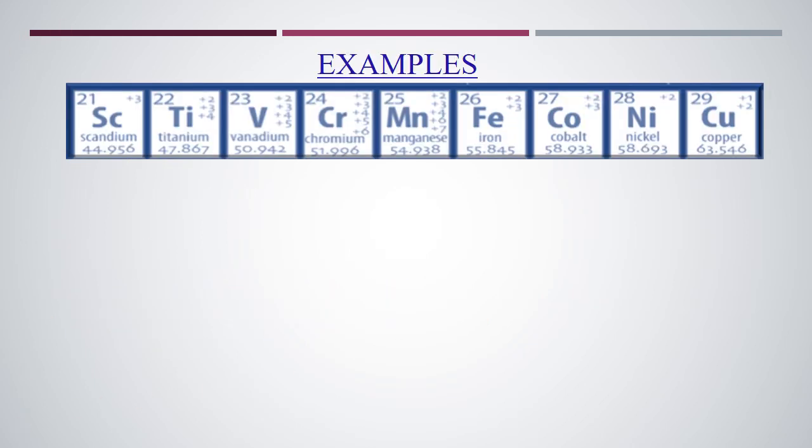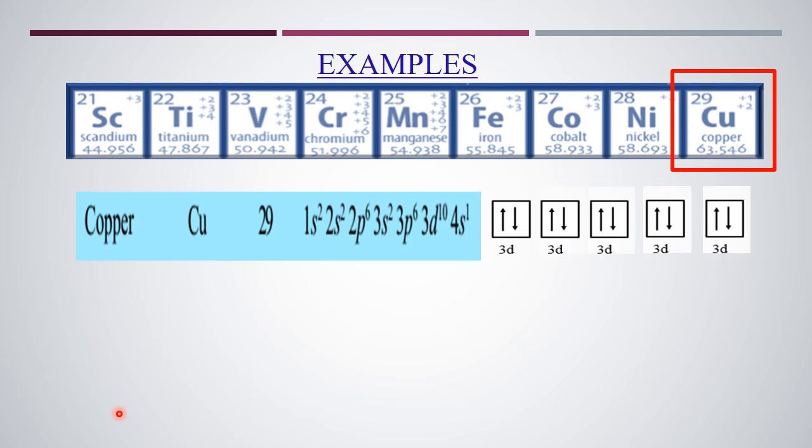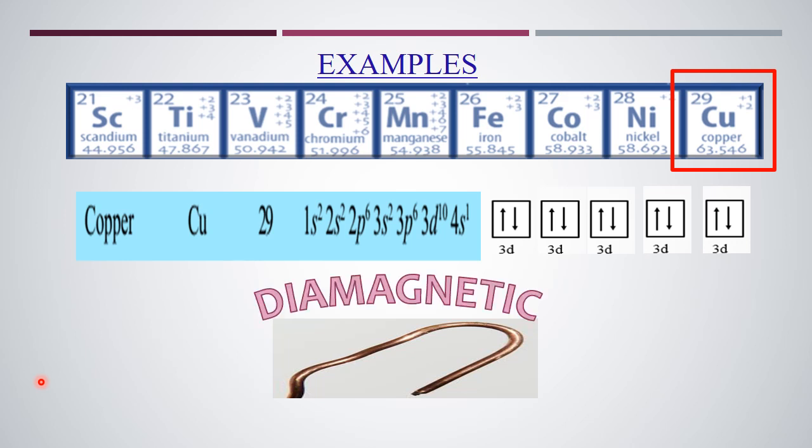If we look at the electronic configuration of the last member of the first transition series, that is copper, it shows that copper has all paired electrons in the 3d orbitals. One is spinning in the clockwise direction, the other in the anti-clockwise direction, and thus they cancel out the magnetic field of each other. So when we place a copper wire in a magnetic field, it is slightly repelled by the magnetic field, showing that copper metal is diamagnetic in nature.